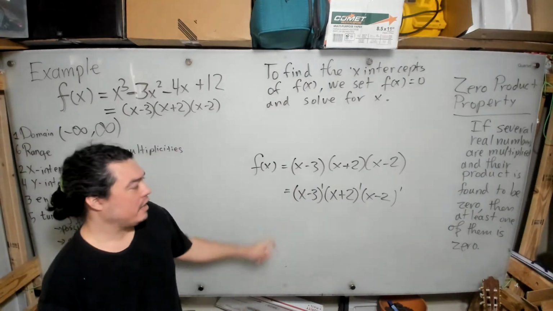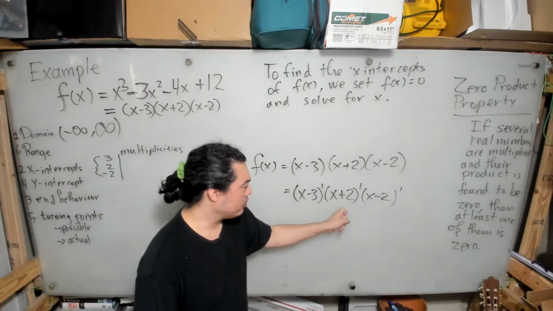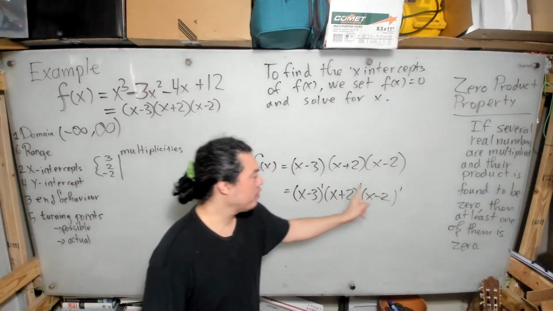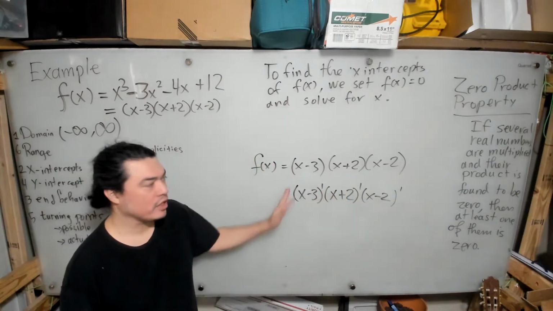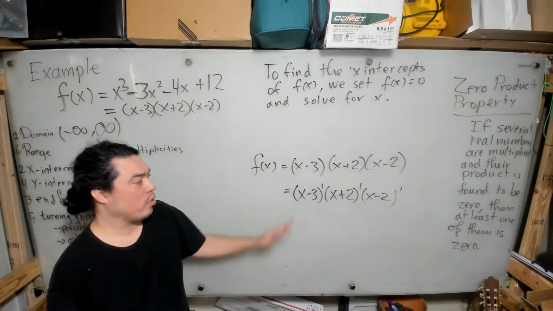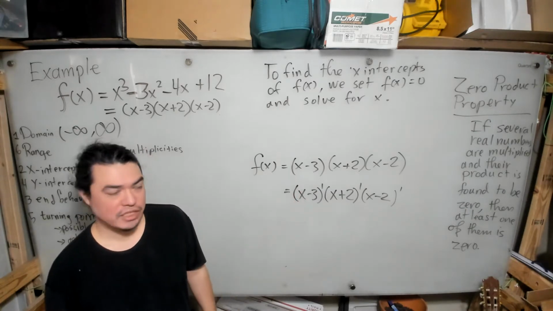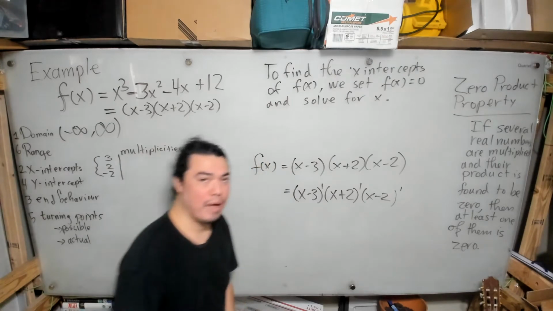In this case, you can see that each of these factors is to the first power. 1 is an odd number. So we can see that in the particular case of this polynomial, the graph will cross at each of these zeros. It will not bounce at any of them.